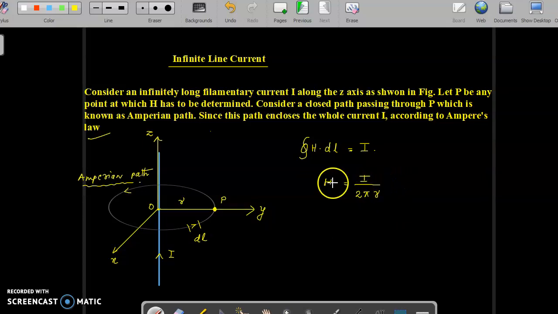If you want to express it in vector form, then you have to multiply by a unit vector which is acting along the radius r. This will give you the expression in vector form. So this is the magnetic field intensity at this point P. If you want to find the magnetic flux density at point P due to the current carrying segment, then it is mu H, that is mu times I over 2 pi r, where r is the radius of this Amperean path.